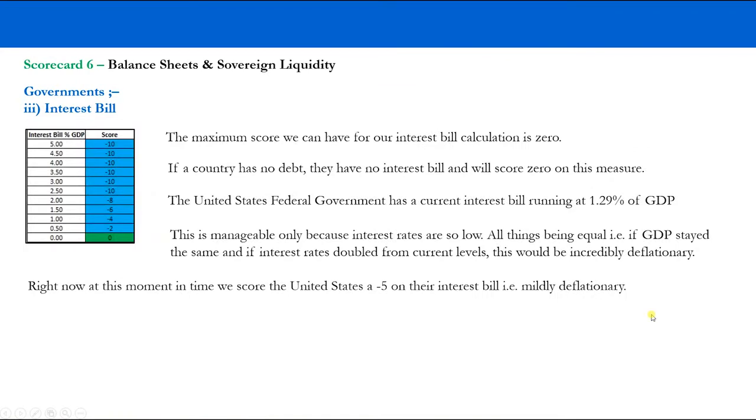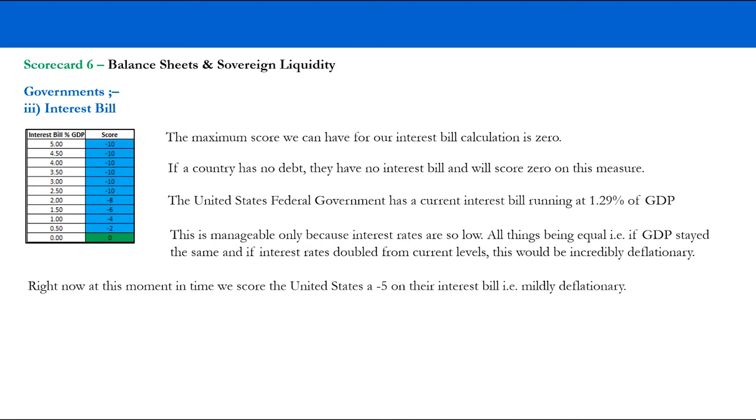So the maximum score that we're going to be able to assign here in our scorecard for our interest bill is 0. If a country has no debt, they've got no interest bill, and we'll score 0 on this measure. But for the United States, the federal government has a current interest bill running at 1.29% of GDP. And the conclusion here is that this is manageable only because interest rates are so low.